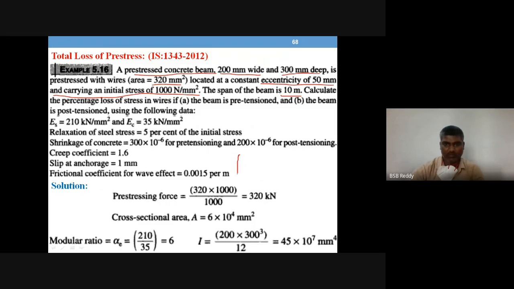So what we understand is that the beam has constant eccentric tendons. For example, if this is the CG of concrete, the centroid location, the neutral axis, then 50 mm is the constant eccentricity of the tendons. So this value is 50 mm.